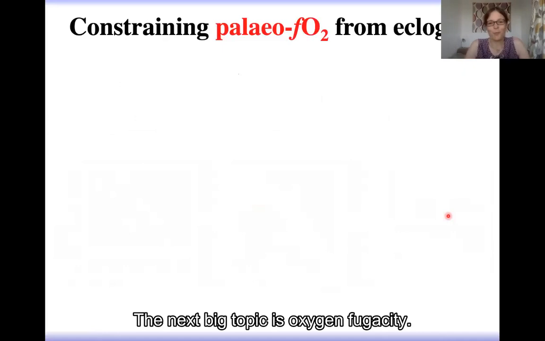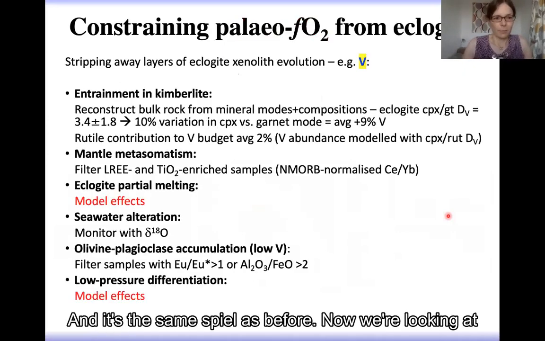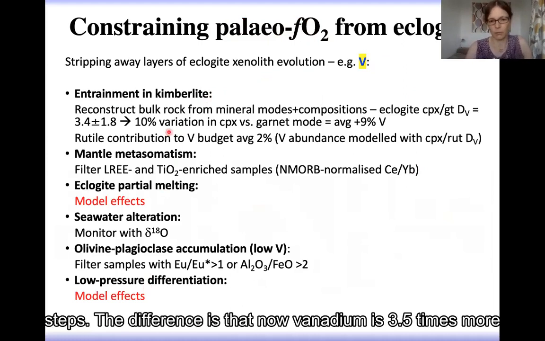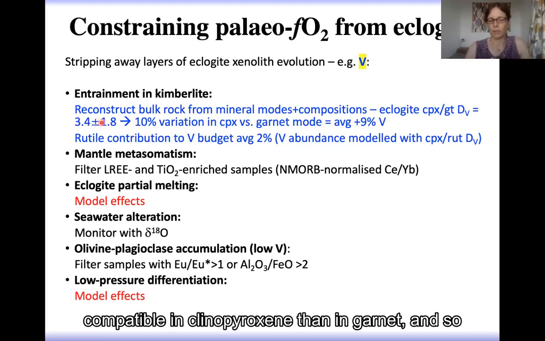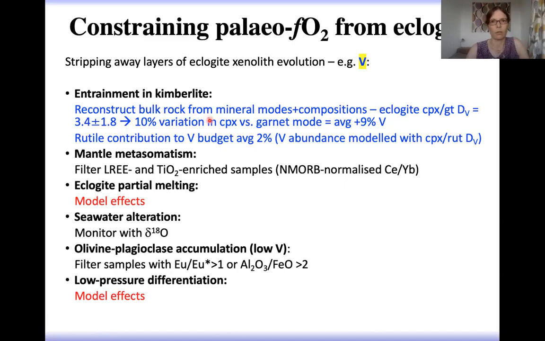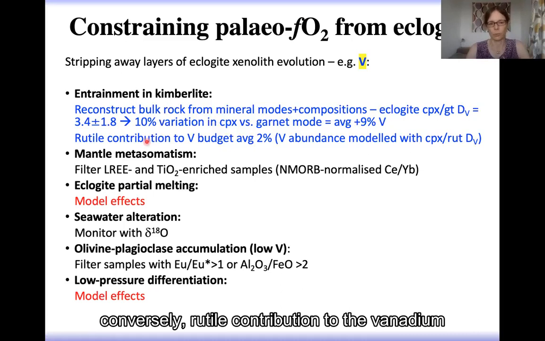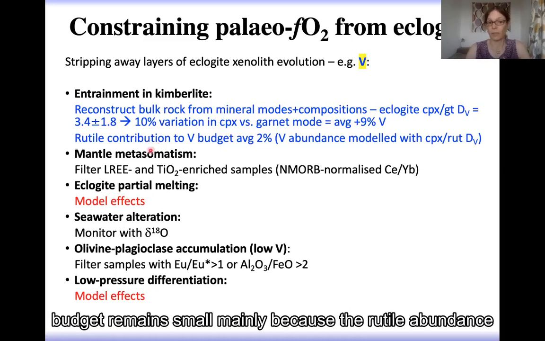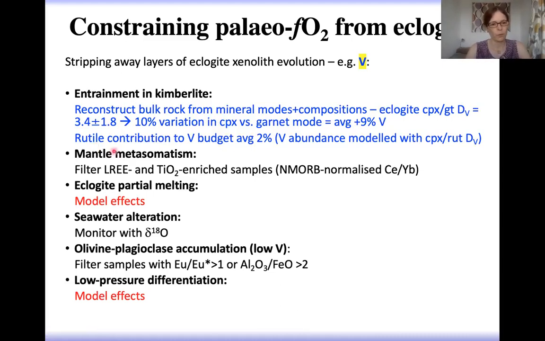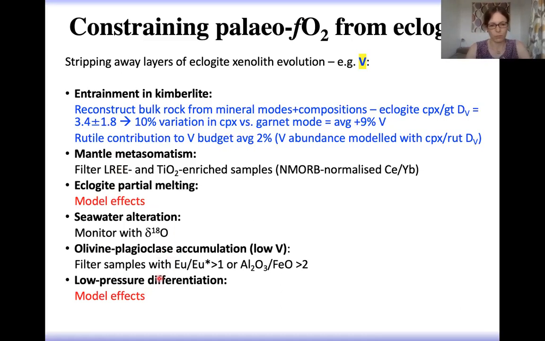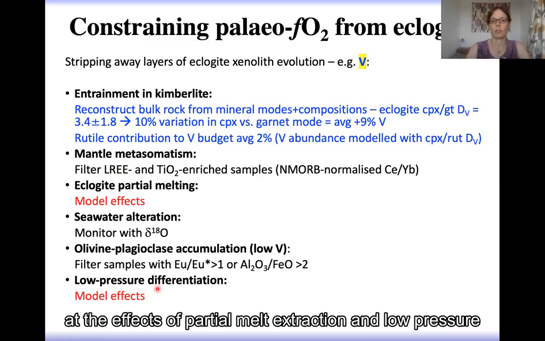The next big topic is oxygen fugacity. And it's the same spiel as before. Now we're looking at vanadium. We have to take into consideration all these various steps. The difference is that now vanadium is 3.5 times more compatible in clinopyroxene than in garnet. And so uncertainties in modal abundances play a greater role. Conversely, the rutile contribution to the vanadium budget remains small, mainly because the rutile abundance is small. We take into account all of that and now look straight at the effects of partial melt extraction and low pressure differentiation.